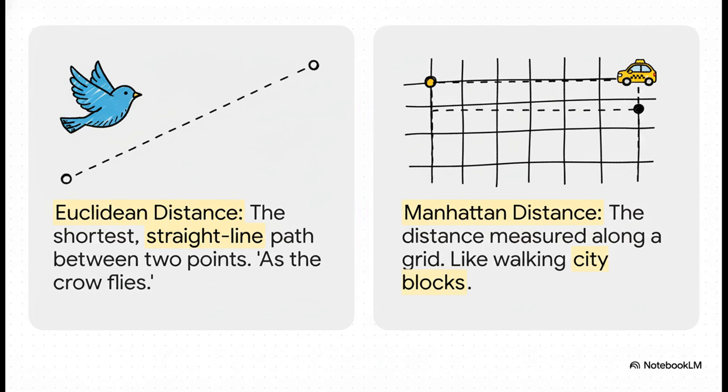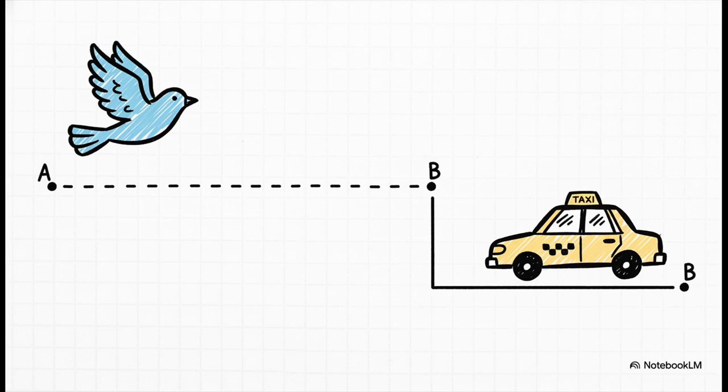Manhattan distance is different. It measures distance by only moving along a grid, like you're walking city blocks in Manhattan. You can only go up, down, left, or right. No cutting through buildings. And here's the perfect way to picture it in your head. Euclidean distance? That's the bird, flying in a perfectly straight line. Manhattan distance? That's the taxicab, stuck on the ground, having to follow the strict grid of the city streets. Two totally different paths and two totally different measurements of distance.